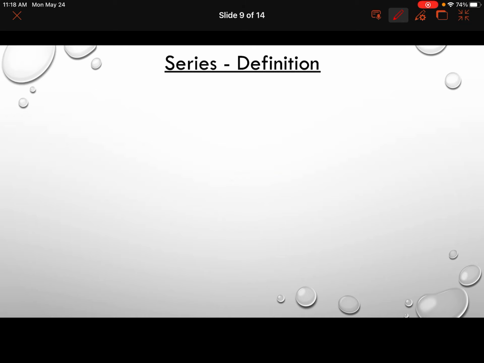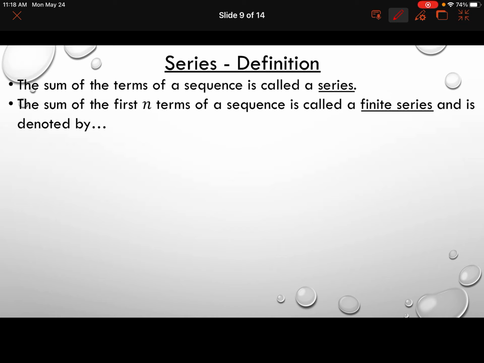So we're going to do one last slide of just simple definitions here. The sum of the terms of a sequence is called a series. Okay, so if you take a sequence of numbers and you add them all up, that is a series. The sum of the first n terms of a sequence is called a finite series and is denoted by the following notation. So if you want like the first 5 terms or the first 10 terms, so on and so forth, that would be a finite series, okay? Because it would make sense. You're starting at the first term, you're going all the way up to 5 or 10 or 15, whatever.